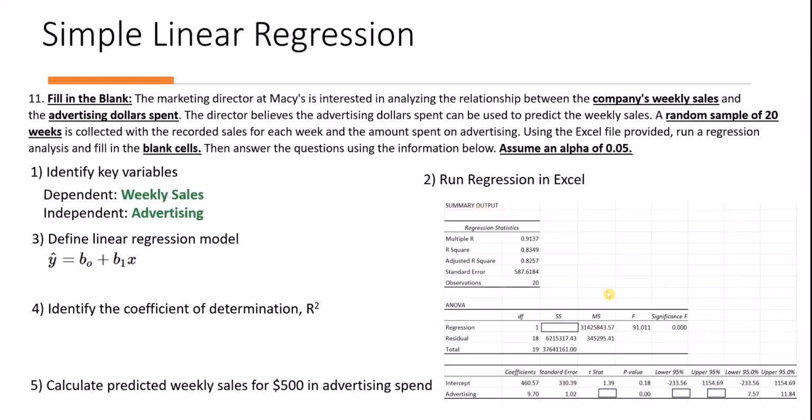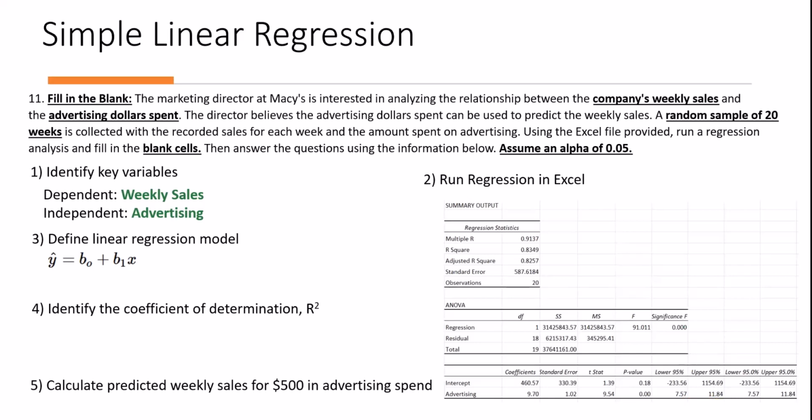The first number that we're looking for is our SSR, our sum of squares regression. You would just plug in 314,258,43.57. The next fill in the blank is the t-test statistic for our slope coefficient. So our t-stat is 9.54. And then our lower and upper 95% confidence interval estimate for the slope coefficient: our lower is 7.57, and our upper is 11.84.